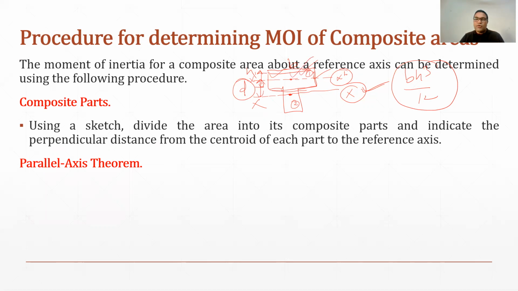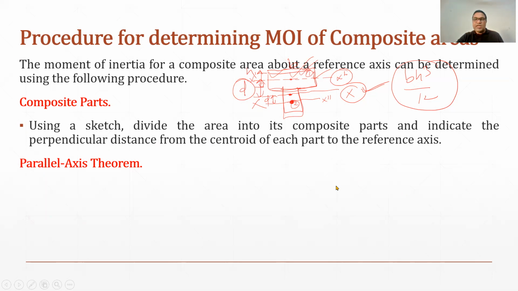Similarly, the lower rectangle will have its CG here, which is again not on the same line as the required axis. This time, this axis for this rectangle can be x''. The same process we will apply here, with distance d from this axis. That is the procedure of determining the moment of inertia of the composite area.